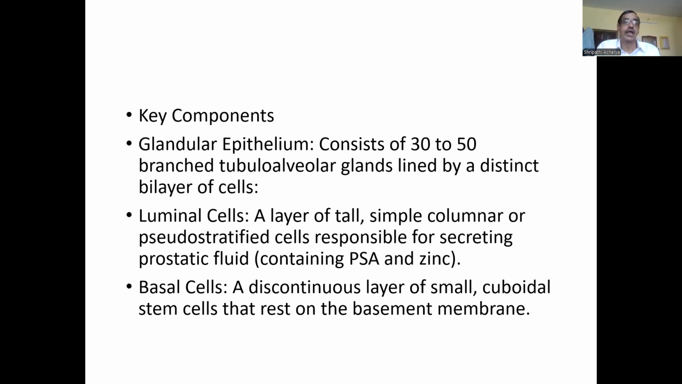Key components: glandular epithelium consists of 30 to 50 branched tubuloalveolar glands lined by a distinct bilayer of cells. Luminal cells, a layer of tall, simple columnar or pseudostratified cells, are responsible for secreting prostatic fluid containing PSA and zinc. Basal cells, a discontinuous layer of small cuboidal stem cells, rest on the basement membrane.